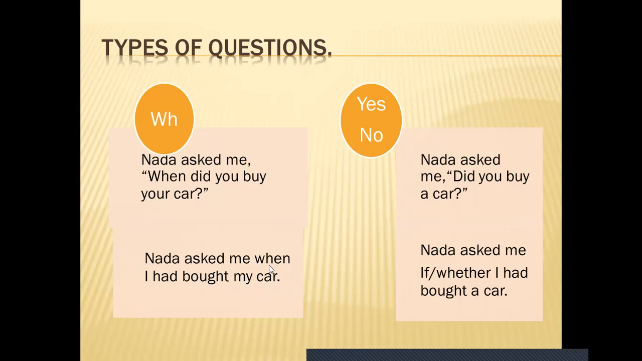After the WH question, we write the subject. Subject, verb, object. The normal order of any sentence is what? Subject, verb, object. So we are going to start after the WH question with the subject. Nada asked me, so "you" here means "me", so it will be I. Nada asked me when I.